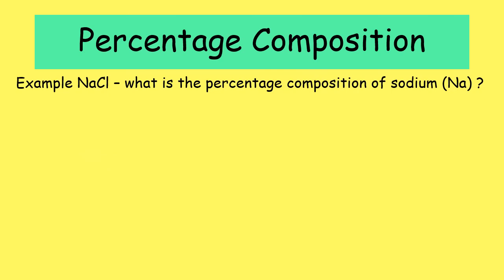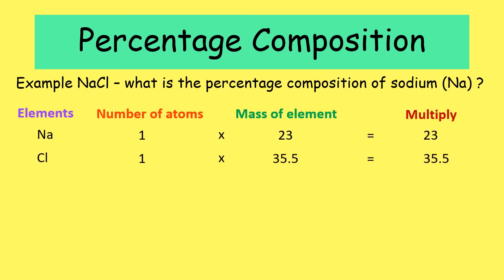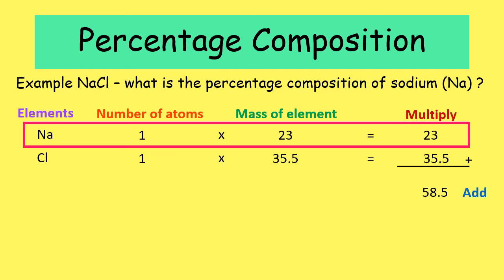So we've got sodium chloride here. What is the percentage composition of sodium in sodium chloride? Well, we go through our normal steps for working out the gram formula mass or formula mass. So number of atoms, mass of element, multiply and add. We have added them together and it's 58.5. Now we've been asked about sodium, so we're just going to look across to sodium, and the number we're looking for is the one under the word multiply. We also have our relative formula mass or gram formula mass, the same number, 58.5.